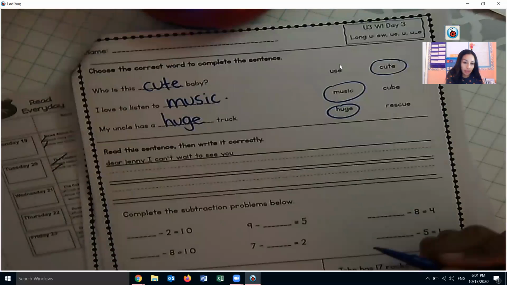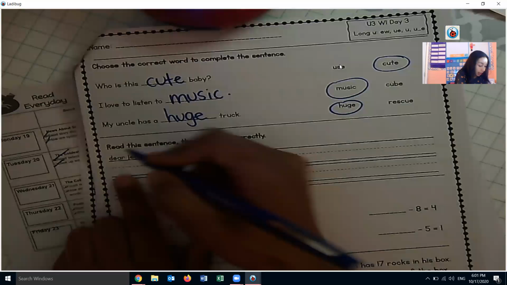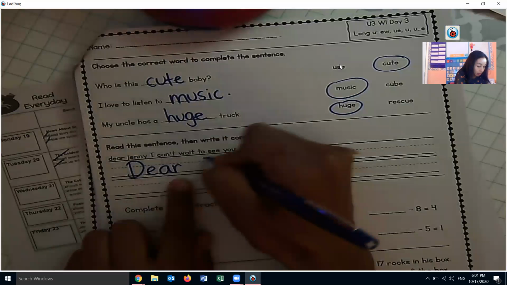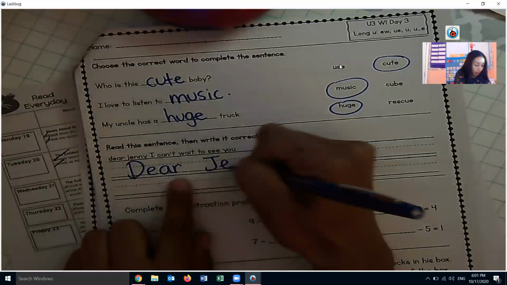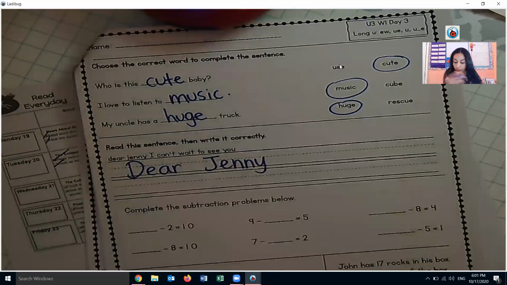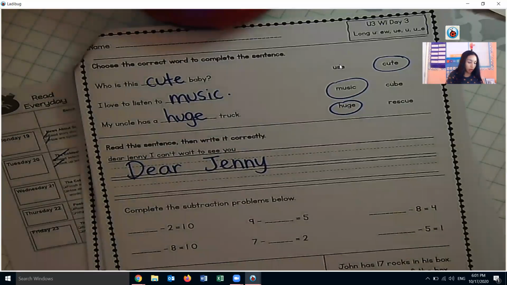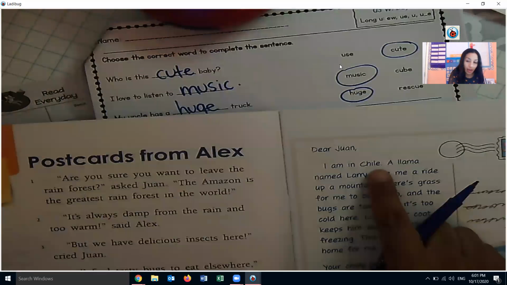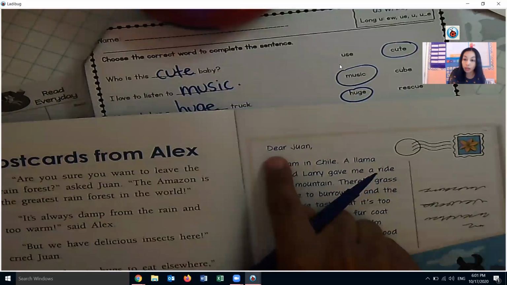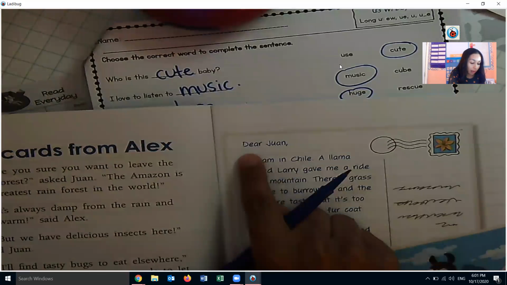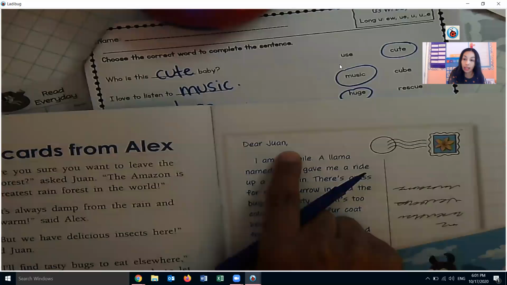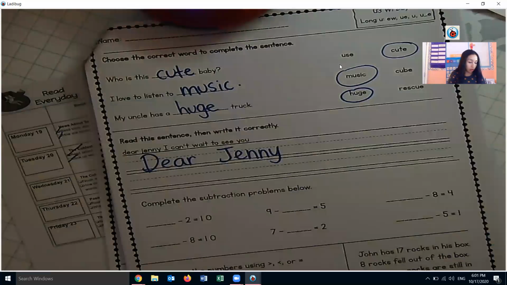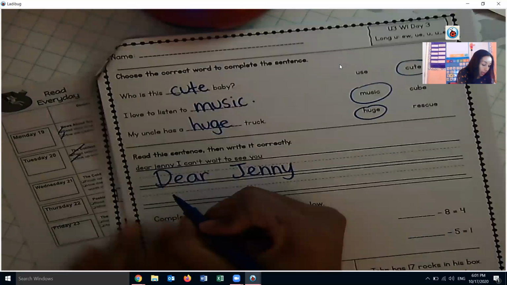Dear Jenny, I can't wait to see you. So first thing we want to do is capitalize Dear and Jenny. And usually when we do letter writing, after the introduction, that heading, we do a comma. So we're going to read this story later, Postcards from Alex this week. And this is how we have a letter. So this is a postcard here, but in letters, it's the same. You would write the name, like here they have Dear Juan, comma, and then they go to the next line. So that's what we're going to do here. Dear Jenny, and then we're going to use the next line.